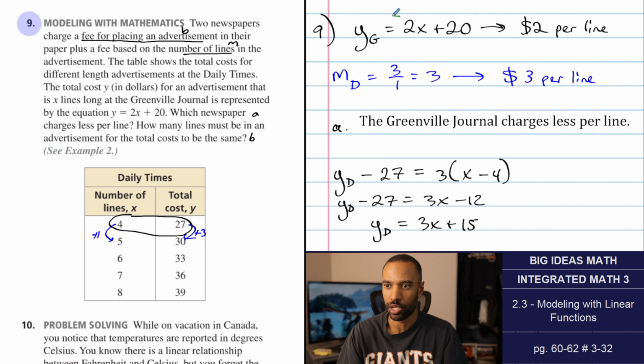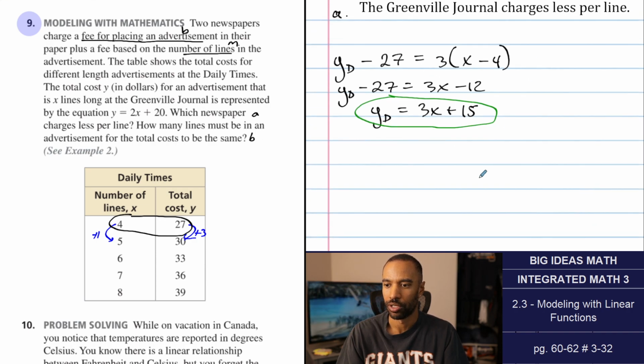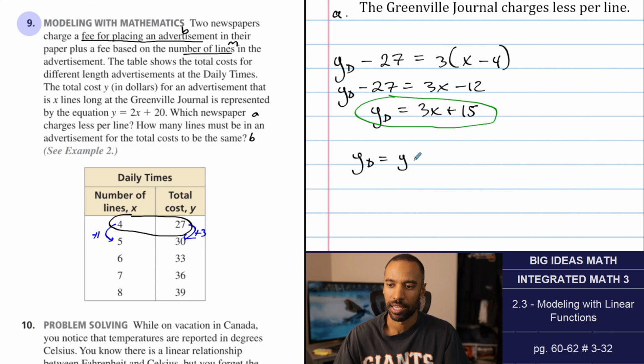We have to set these two equal to each other. So when does the y for the Daily Times equal the y for the Greenville Journal? When does y sub d equal y sub g? That's where we set 3x plus 15 equal to 2x plus 20.